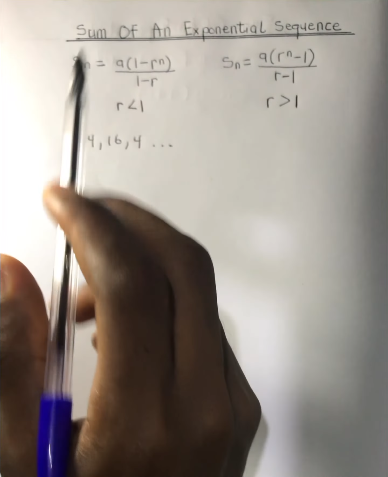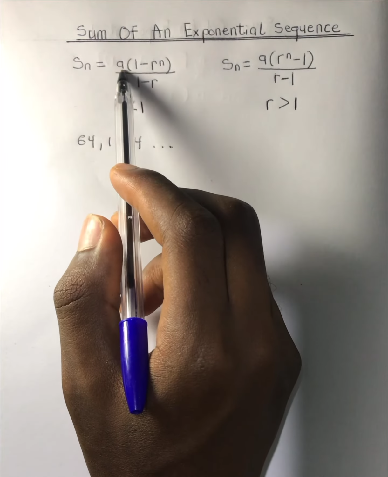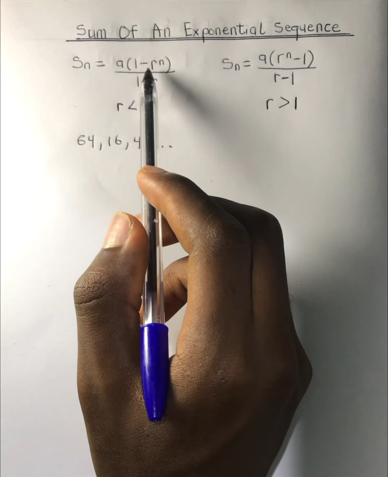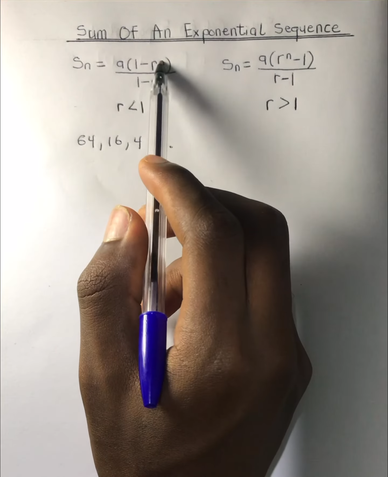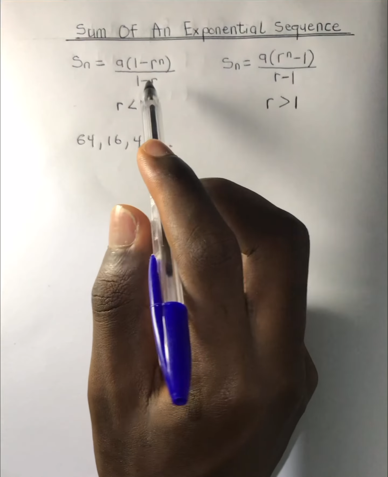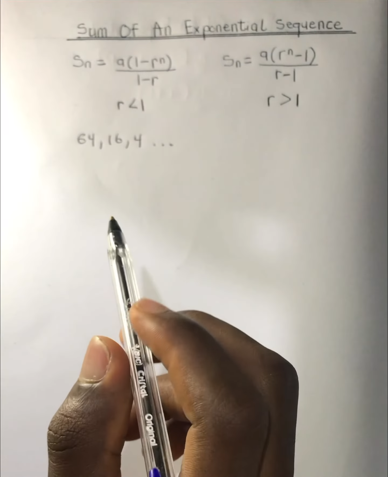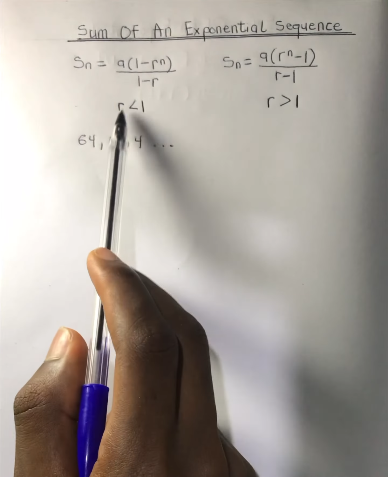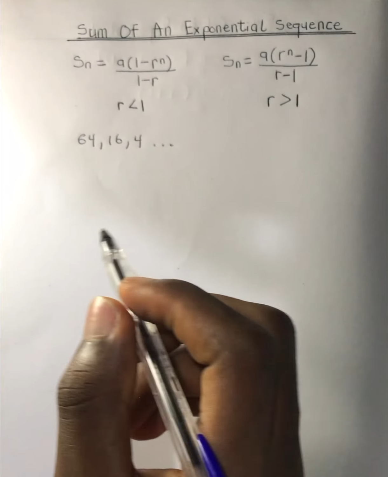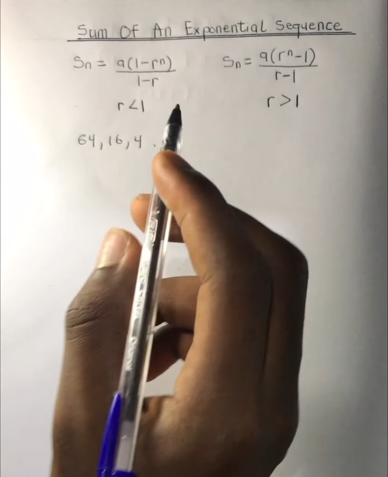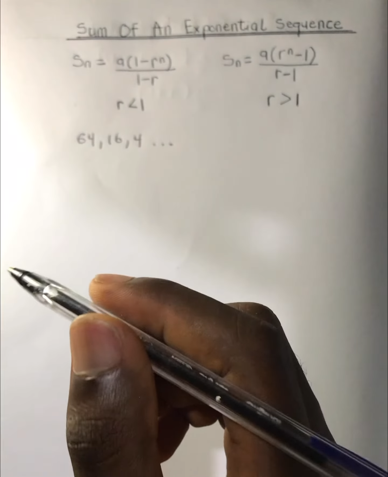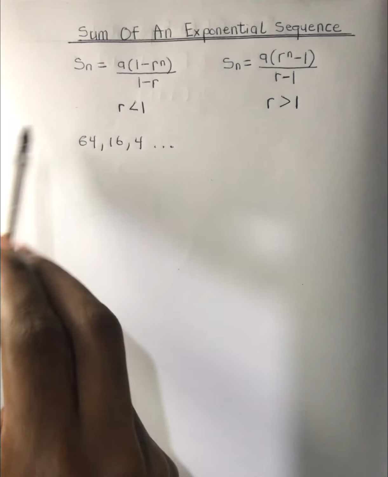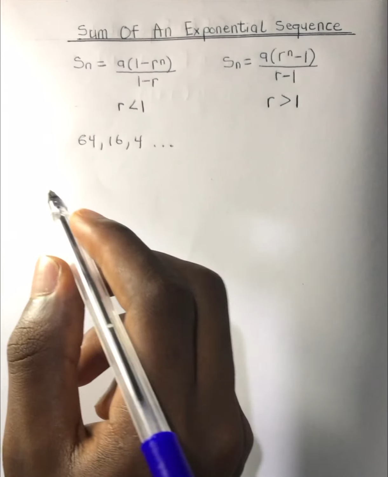But first, let's define the parameters. a represents our first term, r represents our common ratio, and n represents the number of terms we are finding. So let's find our common ratio, which will determine which formula we use. To find the common ratio, we pick any term and divide it by the preceding term.